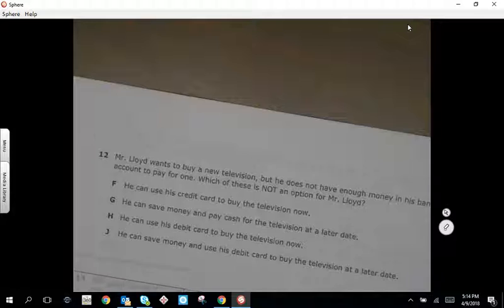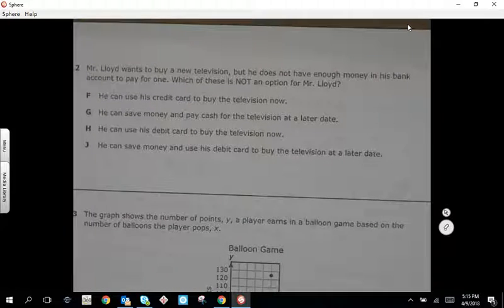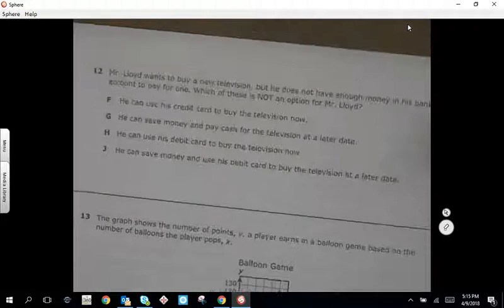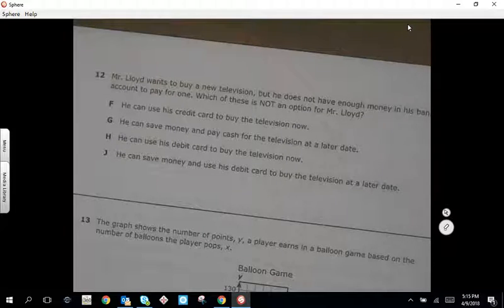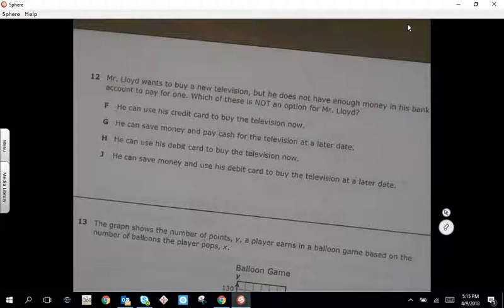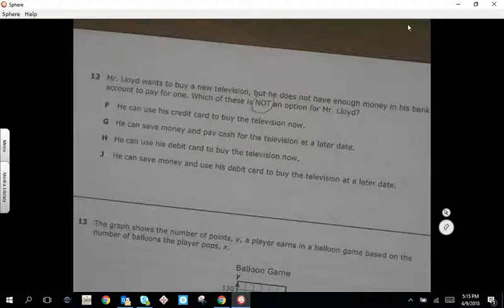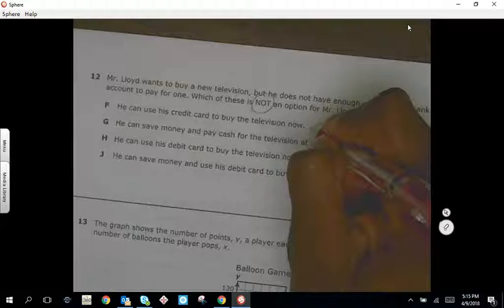Number 12. We haven't talked about financial literacy yet, so this was just really a guess for you, but we'll go ahead and look at it anyway. Mr. Lloyd wants to buy a new television, but he does not have enough money in his bank account to pay for one. Which one of these is not an option? He can use his credit card to buy the TV now. That will work.